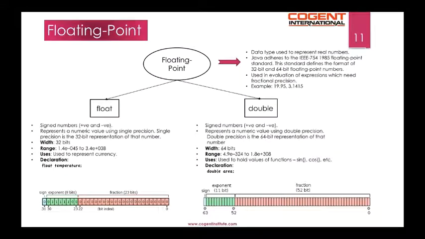Next, let's look at the floating point data type. The floating point data type, as we have seen, comprises float and double. So this data type is used to represent real numbers.